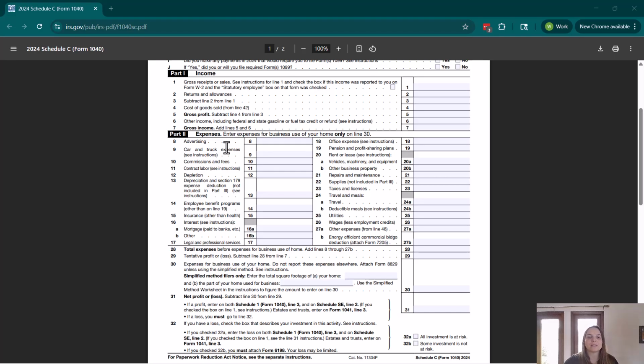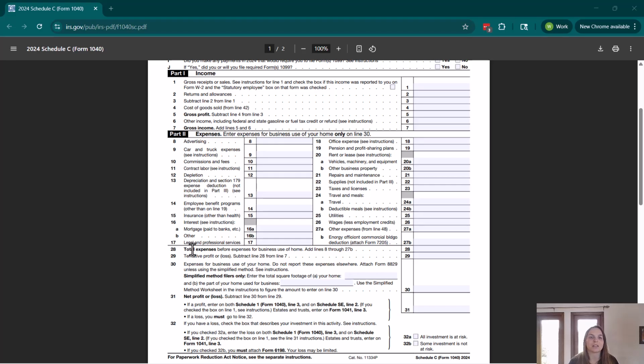So we have advertising. Car and truck I'm going to go over in another video because calculating that is a little weird. Commissions and fees: if you have salespeople and you're paying them commissions, or you're paying some sort of expense for them to bring in those sales, that would go here. Contract labor. Notice that there's contract labor and then there's legal and professional services. Legal and professional is going to be third parties that are providing a set of services for you, whereas contract labor is going to be where that set of services is helping you make money.